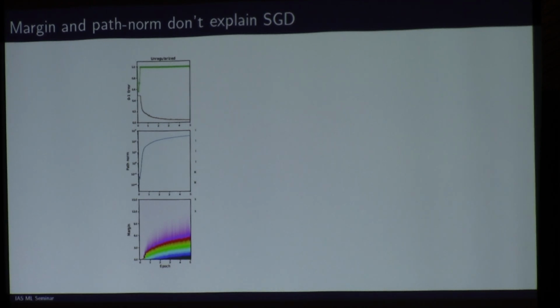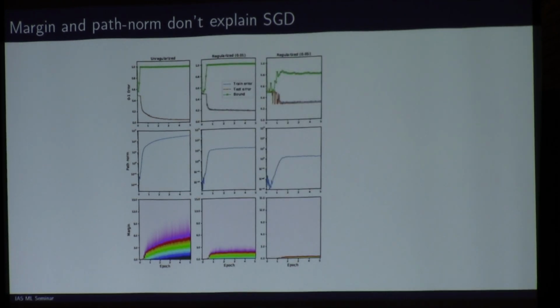So you can say, okay, well, maybe it was too much to hope to characterize unregularized SGD in terms of path norm. Let's go ahead and slightly regularize the path norm. And you can do this in a variety of ways. We haven't exhausted them. But you have to really, really crank up the regularization before you even get this bound to be less than vacuous. And by that point, you have significantly killed your performance.